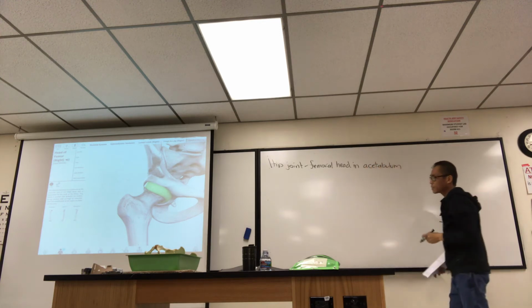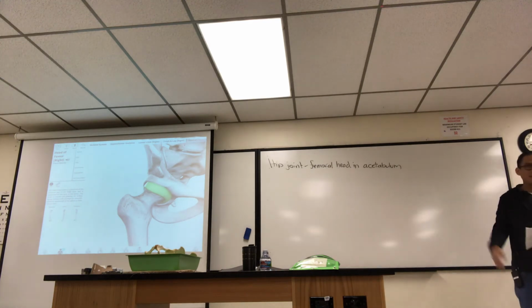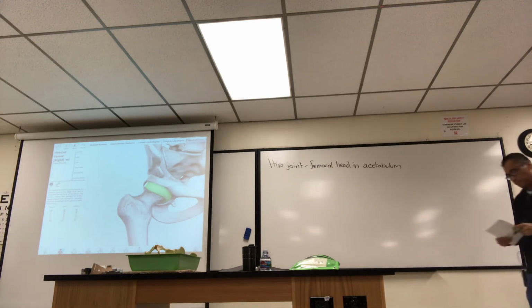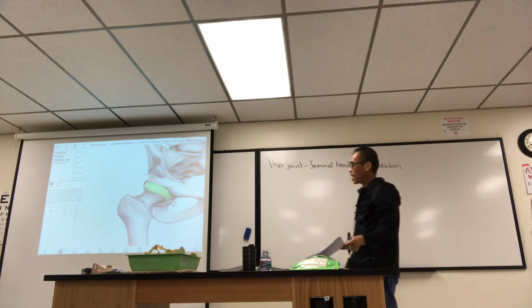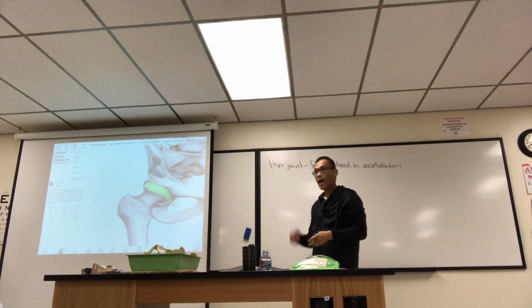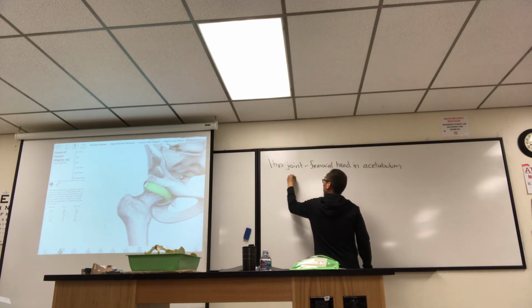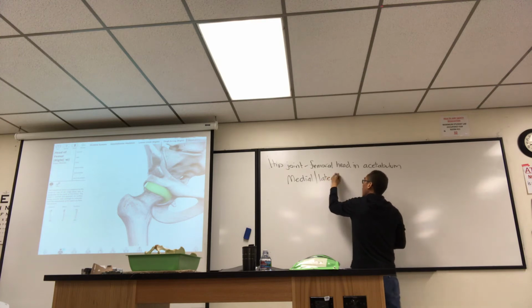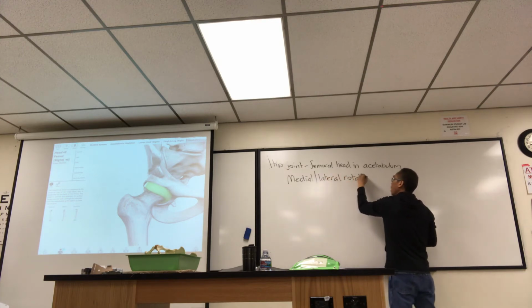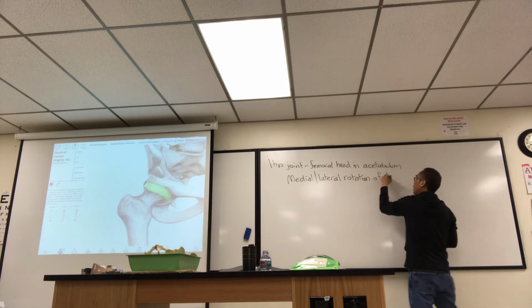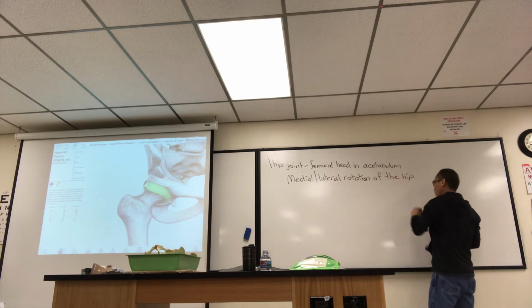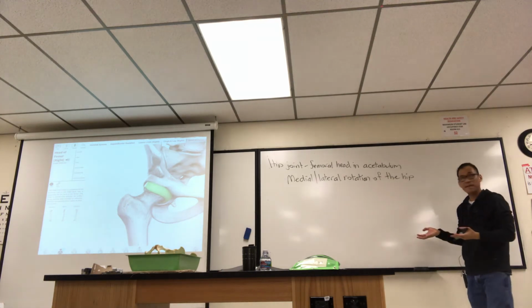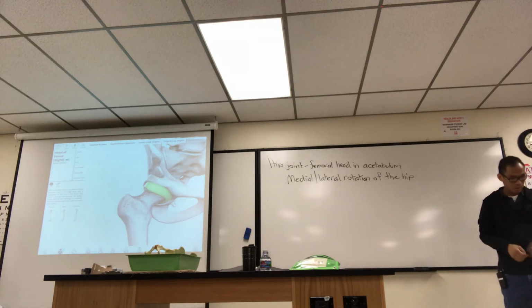Now that's a very deep ball and socket joint. Let's talk about the movements of the hip joint. The hip can rotate, medially or laterally. You can have medial or lateral rotation of the hip. If you don't want to say hip, you could say femur, the region of the body that's moving, right? That's acceptable. It's the thigh.